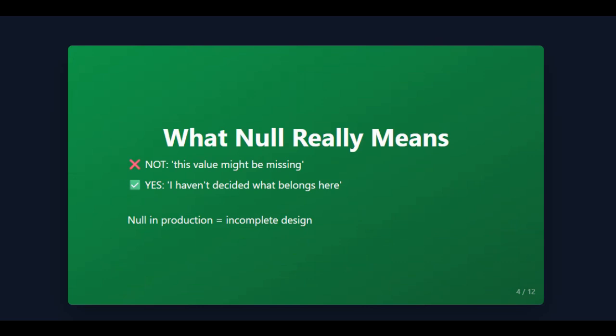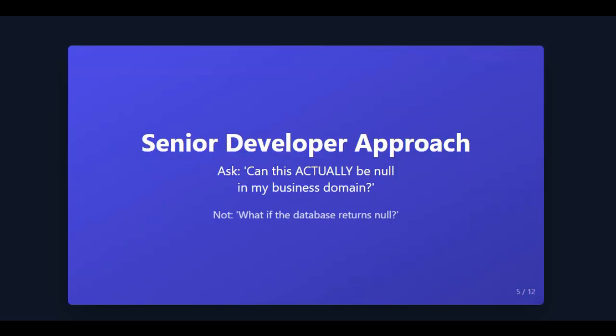Most developers think that null means this value might be missing, but here's what it really means. I haven't decided what belongs here. Every null you see in production is actually an incomplete design decision. Senior developers don't ask, what if the database returns null? They ask, can this actually be null in my business domain?